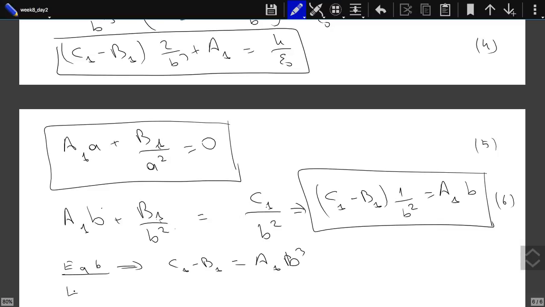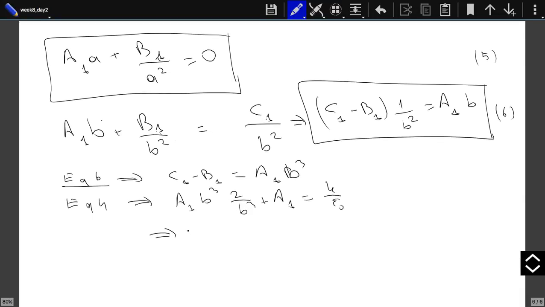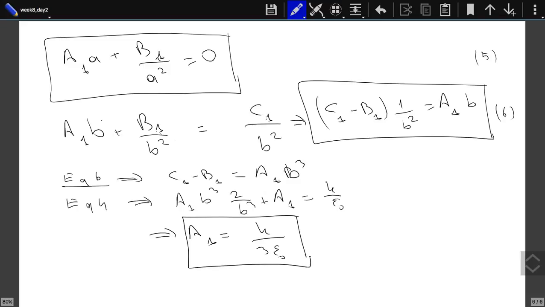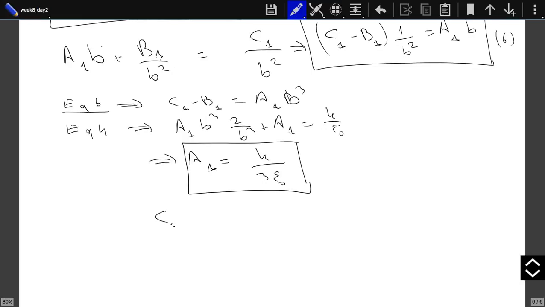Equation 4 then tells me that, okay, C1 minus B1 is just A1 times B cubed, so this is A1 times B cubed times 2 over B cubed plus A1 should be equal to K over epsilon 0. Or this tells me that A1 is equal to K over 3 epsilon 0. Now we know A1. But we also know that C1 minus B1, which was A1 times B cubed, is equal to K over 3 epsilon 0 times B cubed.